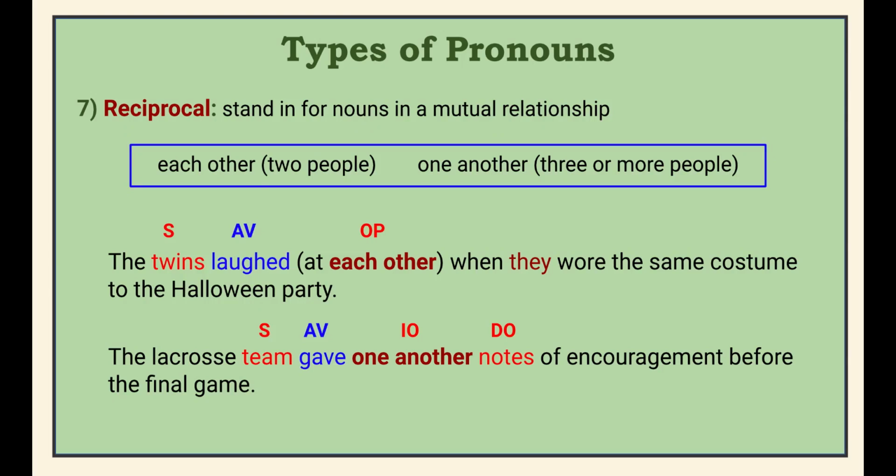What's the subject? Team. Now ask, what received the action of the verb? I know to look for a direct object, which in this case is notes. Notes were given. The next question is, who or what received the notes, that direct object? We have an indirect object, one another. Remember, an indirect object will always be located between an action verb and a direct object.